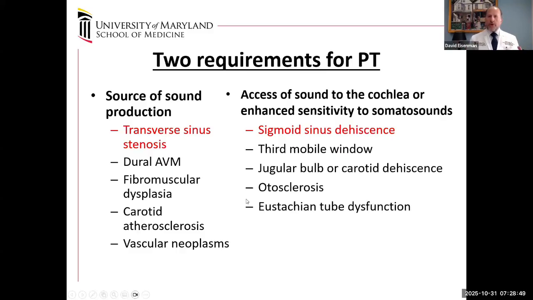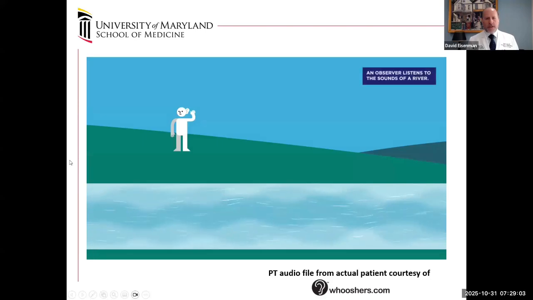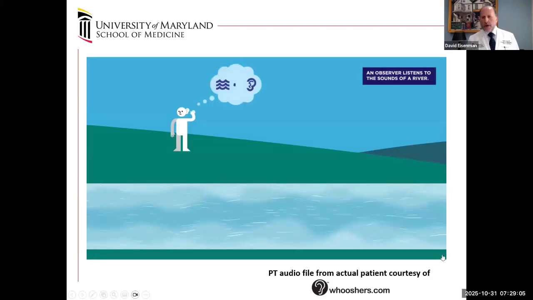So you have to think about what things can contribute to pulsatile tinnitus. This is not something where you can just look at it and say, this is your cause. You always have to think more broadly about what could be contributing. This model is nicely illustrated here.